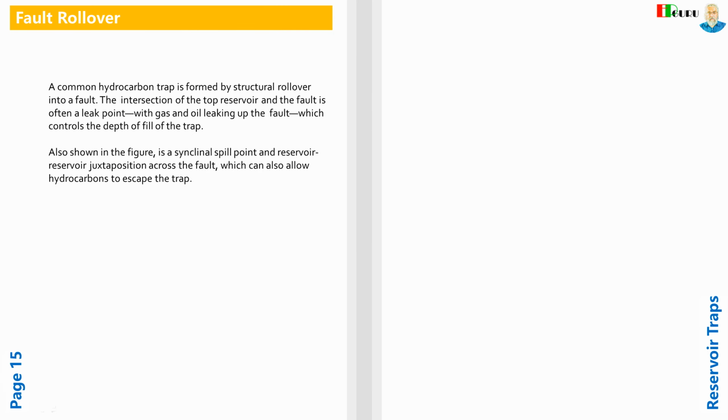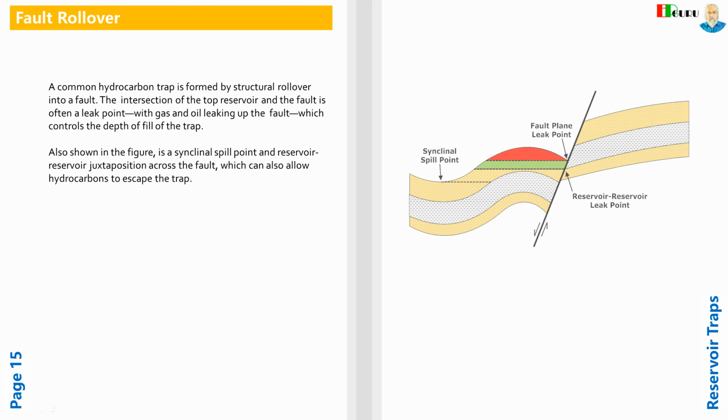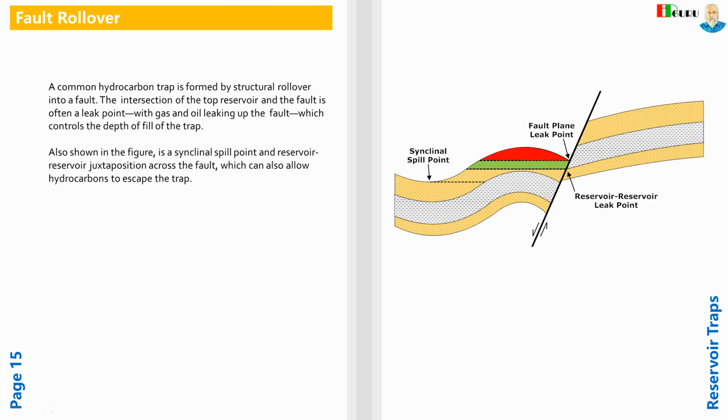A common hydrocarbon trap is formed by structural rollover into a fault. The intersection of the top reservoir and the fault is often a leak point, with gas and oil leaking up the fault, which controls the depth of fill of the trap. Also shown in the figure is a synclinal spill point and a reservoir-reservoir juxtaposition across the fault, which can also allow hydrocarbons to escape the trap.